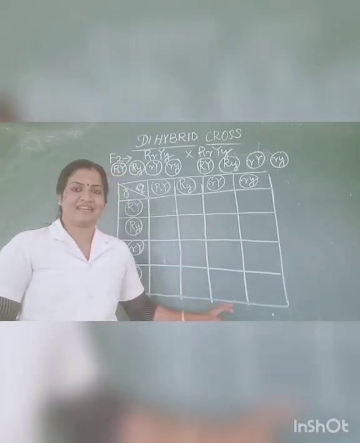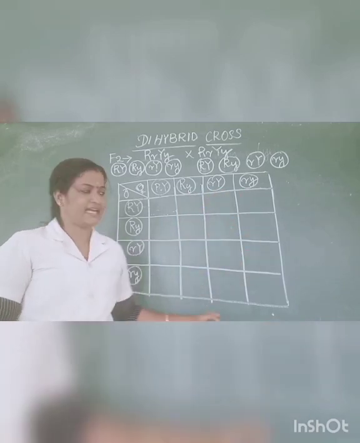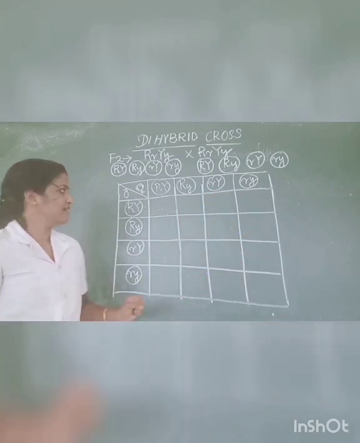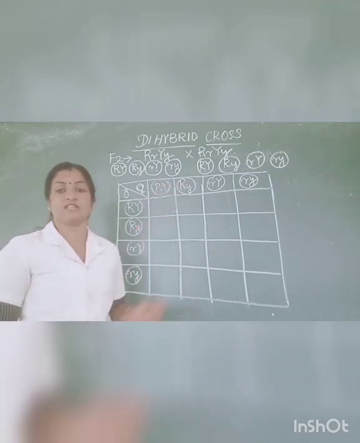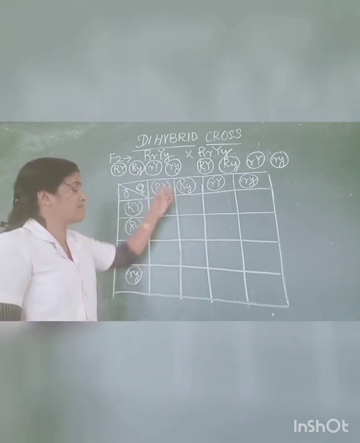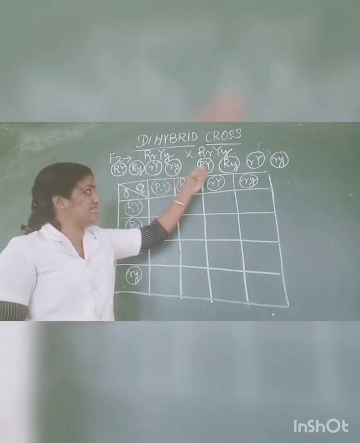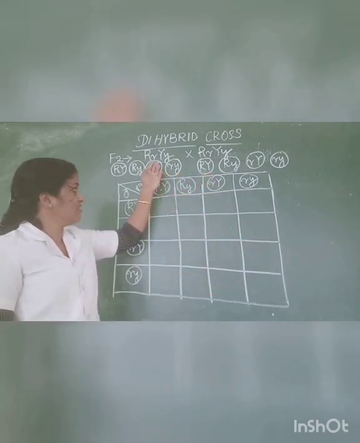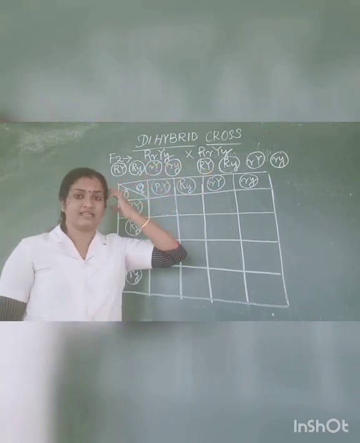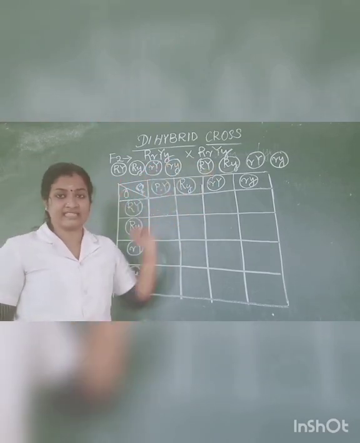So this is the Punnett square. You have to draw a table like this to do the dihybrid cross, to produce the F2 generation, because the number of alleles from the first and second parents are more when we compare to the monohybrid cross. Here 4 is there, here also 4 is there. So total 8 alleles are there.